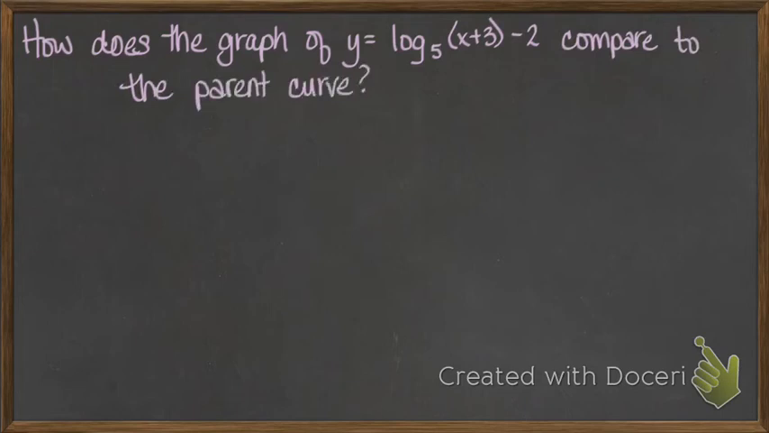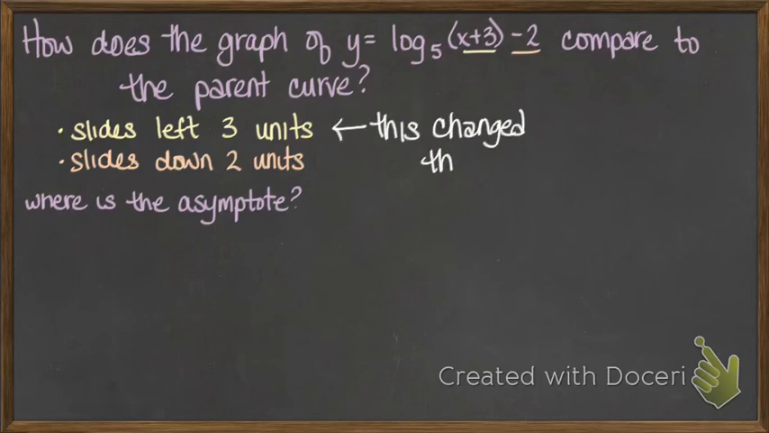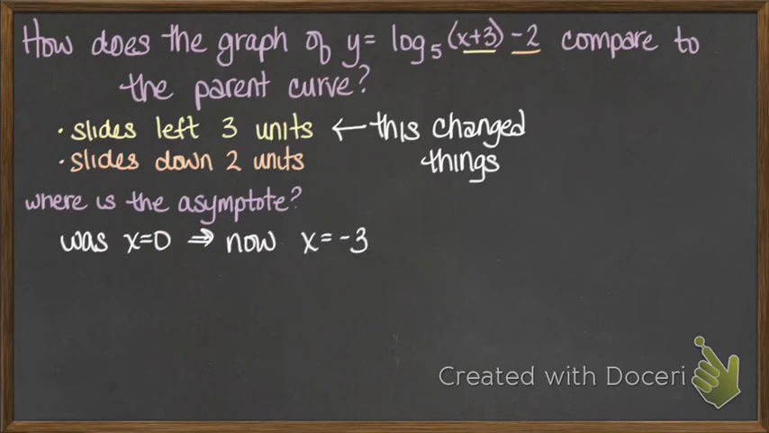So we have the log base 5 of x plus 3 minus 2. In terms of transformations, things that we see here, well, x plus 3 says that it's going to slide left 3 units. Subtracting 2 means we're going to slide down 2 units. What does that do to our asymptote? Well, if our asymptote used to be at x equals 0, then now it's at x equals negative 3.